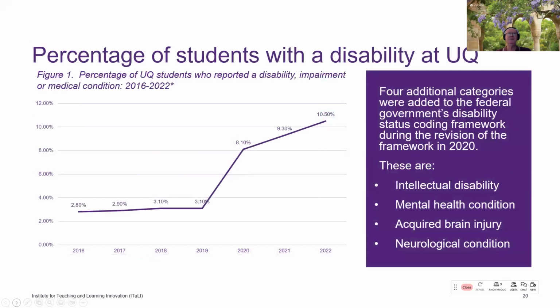Now, I've just put up on the screen there the percentage of students with a disability at UQ, because I want to talk about student vulnerability. We know that about 10.5% of our students have identified as having a disability, an impairment, or a medical condition.